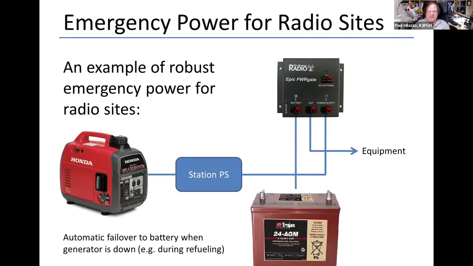At the radio sites, if you're going to do emergency power, you probably want to be a little bit more robust. This isn't how you have to do it, but this is an example of how you could. You have a generator feeding your station power supply and anything else that you need on the generator. You have a backup battery that you can automatically fail over to, and you have a device such as this one. This happens to be the one that I have. Also, I think Frank has one of these. That does automatic failover, and when the generator is running, it's charging the battery. When the generator is having its fuel refilled, you're running off the battery, and the equipment sees no interruption of power.